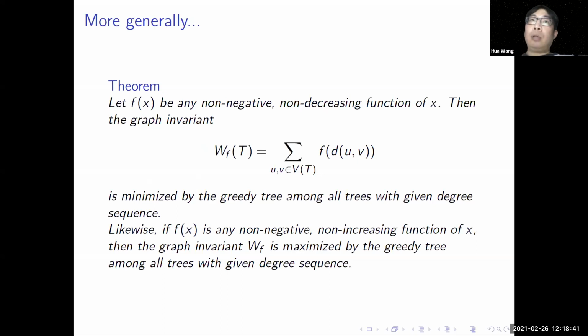And this led to a general theorem, which is way more interesting than all the individual extreme results, in my opinion. That says if you take the distance between two vertices and plug it into some function f, and then you take the sum of the values of that function over all pairs of vertices, this value is always minimized or maximized by the greedy tree, depending on whether the function is increasing or decreasing.